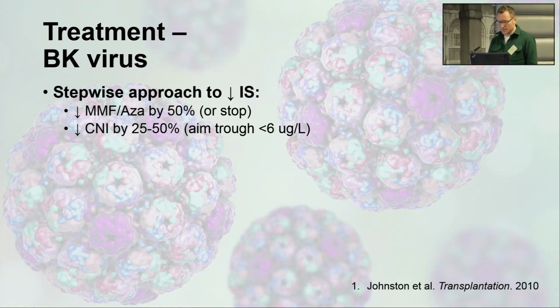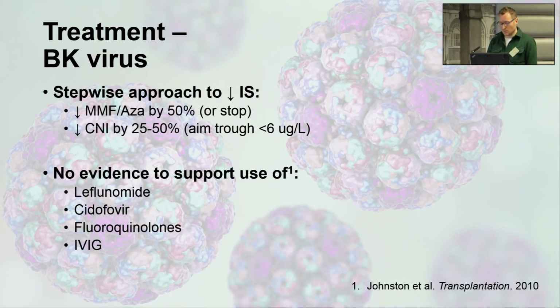There should be a stepwise approach to reducing immunosuppression. So often you'd reduce the anti-proliferative by about 50% first. Obviously, if the viral load is very high, you might want to just stop it outright. And you may consider reducing your CNI as well, aiming for trough levels of 6, for example, with tacrolimus.